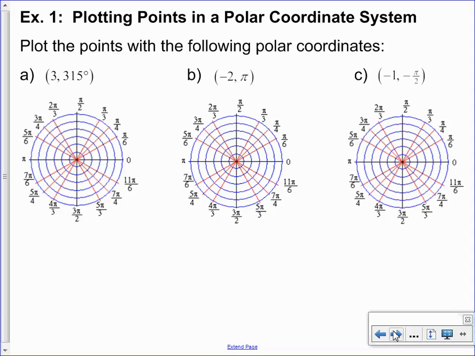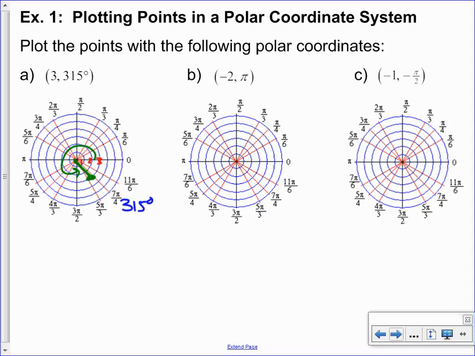Alright, (3, 315 degrees). So this is the picture of the polar coordinate. Basically these circles are your radius: radius 1, 2, 3, 4, and so on. I gave it to you in radians, so 315 degrees is 7 pi over 4. This is where it is, 7 pi over 4. So to graph (3, 7 pi over 4), from the center, you go out 1, 2, 3. So that is where this point right there is.